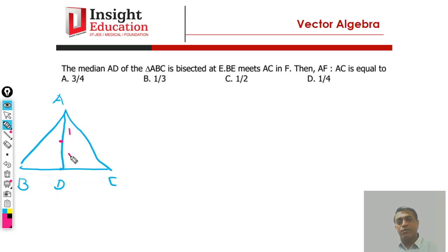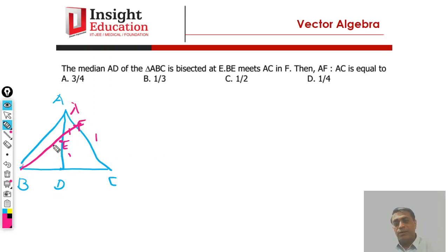Here I can say 1, 1 and BE. So BE meets AC in point F. So here it is F. We want to find AF and FC. So assume the ratio AF to FC is lambda to 1. It means I have to find lambda, and if I know AC, that is lambda plus 1.